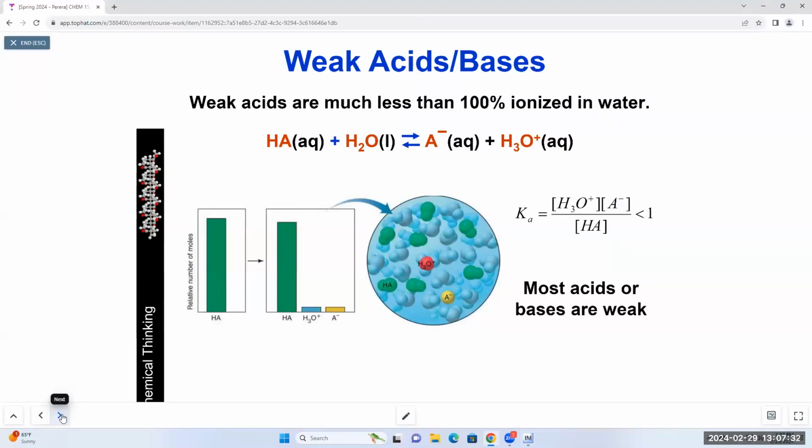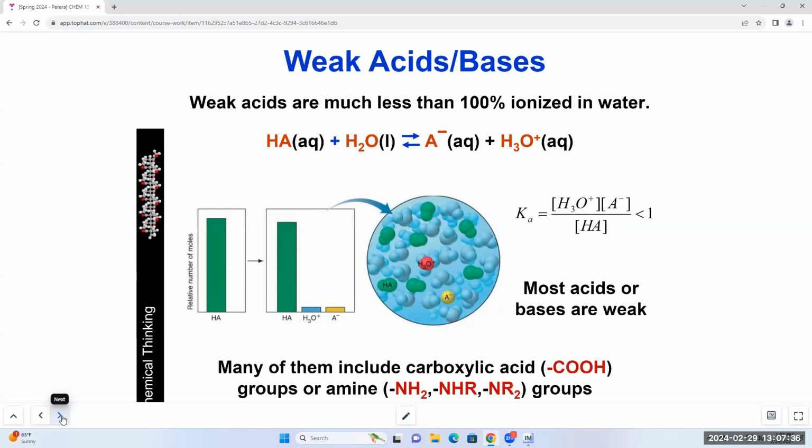So again, Ka is going to be less than 1 for weak acids, and the only weak acids that I want you to know are carboxylic acids. If you have the carboxylic acid group, then you are dealing with a weak acid. I want you to know that. If not, I will give you the Ka value. With that, you can determine whether it is strong or weak.